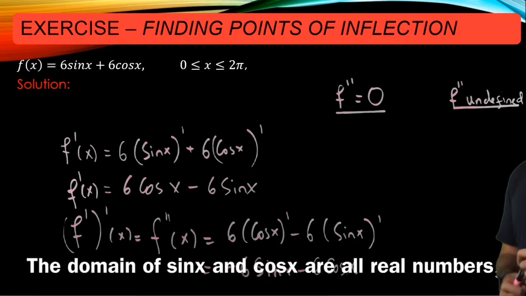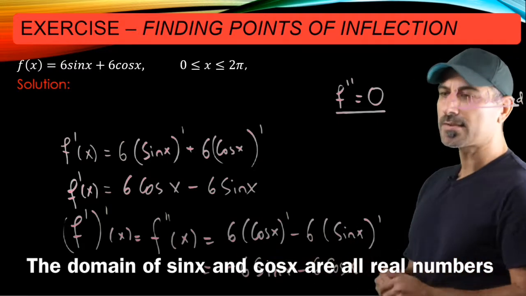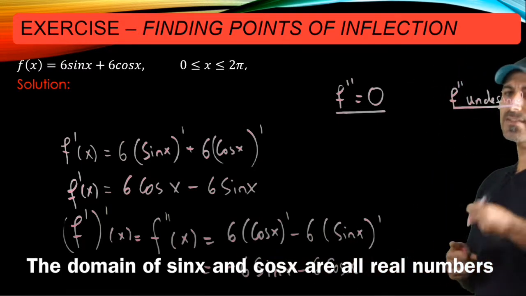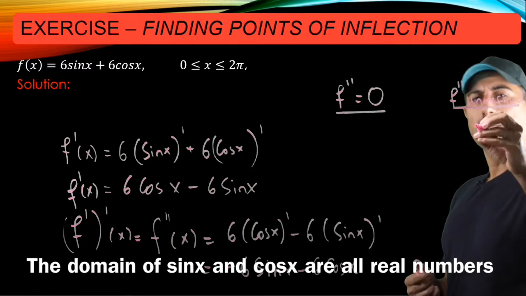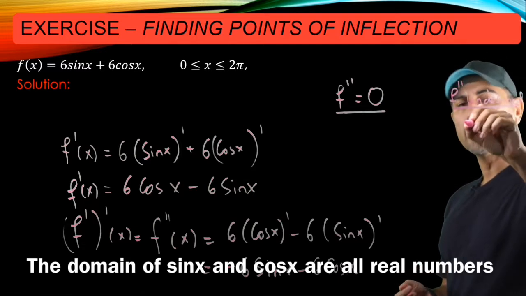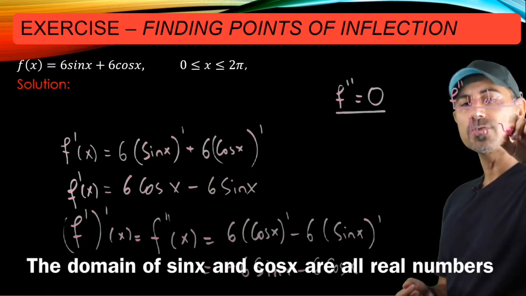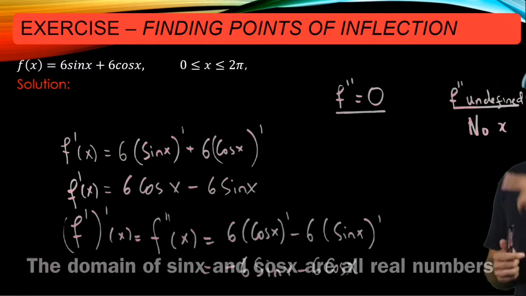The second derivative of the function is negative 6 sine x minus 6 cosine x, and we know from pre-calculus that sine x and cosine x are defined for all x on the real axis. So in fact, there is no x that makes f double prime undefined. So no contribution for an inflection point from this condition.